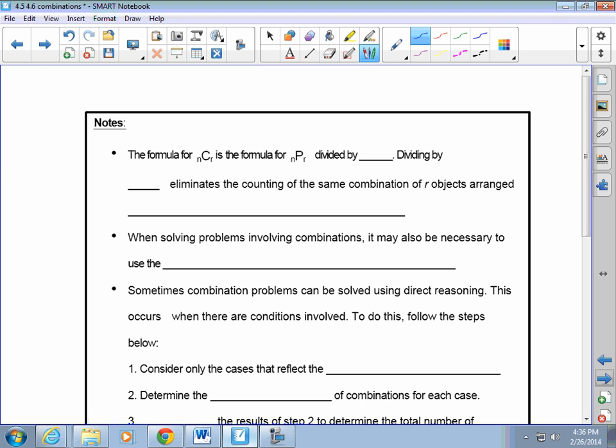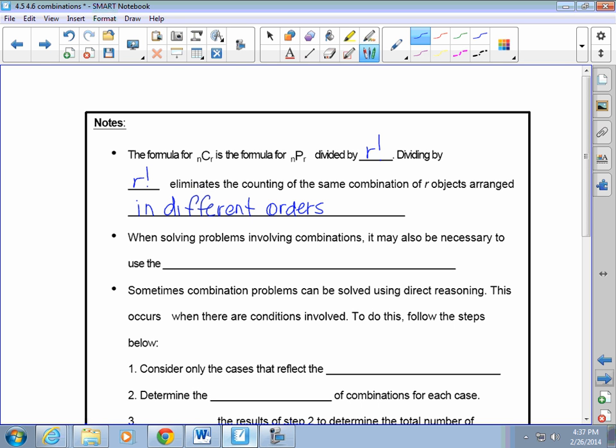So a couple of things to note, just basically a summary here. The formula for n choose r is the formula for nPr divided by r factorial, right? That's the only difference between those 2 formulas. So dividing by that r factorial eliminates the counting of the same combination of r objects arranged in different orders. So it's taking out those cases where you have arranged those objects in a different order, because remember, we don't care what order they're in, so that's why we take it out.